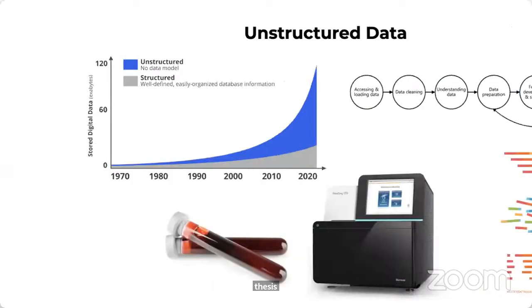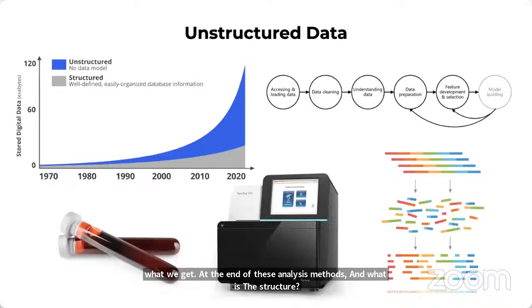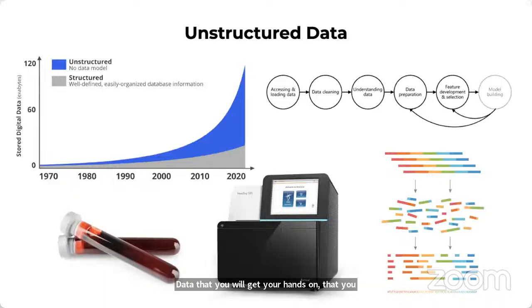So we spoke about structuring the data. Let's go through a couple of examples of how to structure different types of data, like genomics data, transcriptomics data, and metagenomics data. And what will you get at the end of these analysis methods, and what is the structured data that you will get your hands on, that you can apply a variety of different statistical methods to, including machine learning methods that you will be frequently applying in this program.